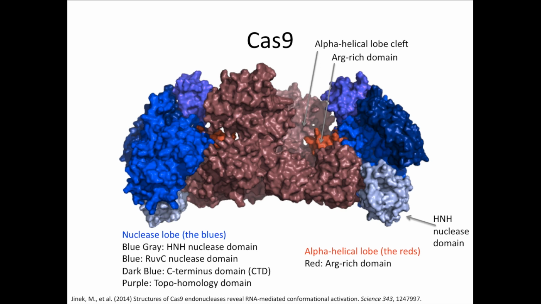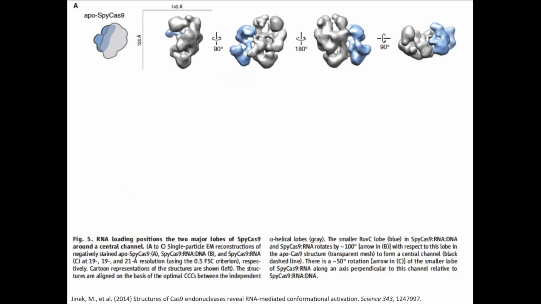It turns out that Cas9 enzymes are initially inactive and undergo structural changes when bound to RNA. Electron microscopy images were used to examine Cas9. Shown here are the three-dimensional EM images of apo, or inactive, S. pyogenes Cas9. The alpha helical lobe in gray and the RuvC nuclease domain, which is adjacent to the HNH domain, in blue are far apart.